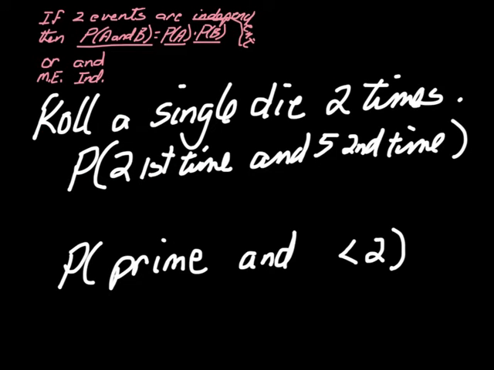So here are a couple of problems you can try. What I want you to do is roll a single die 2 times. So you're taking one die, you roll it, record the number, take that same die and roll it again. Find the probability of getting a 2 the first time and then a 5 the second time. And then the next problem is same die, roll it twice. What's the probability of getting a prime number the first time and a number less than 2 the second time? So try both of those, pause this, and then come back and check and see if you got the answers right.